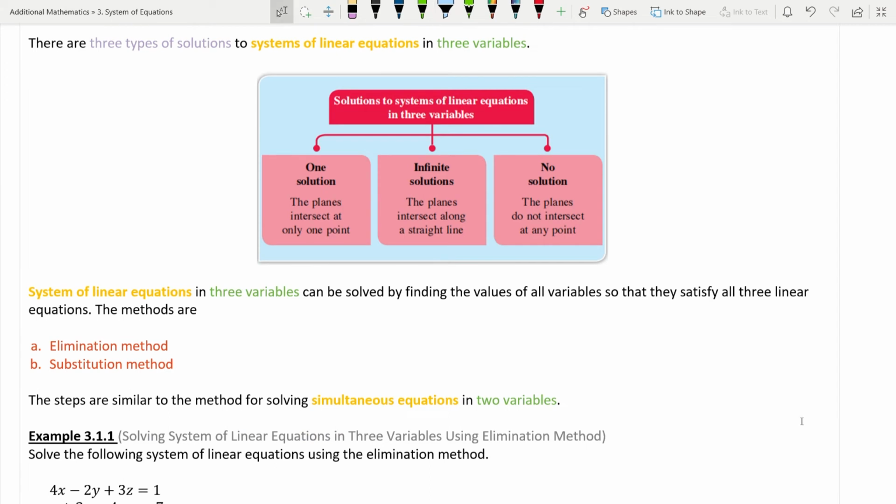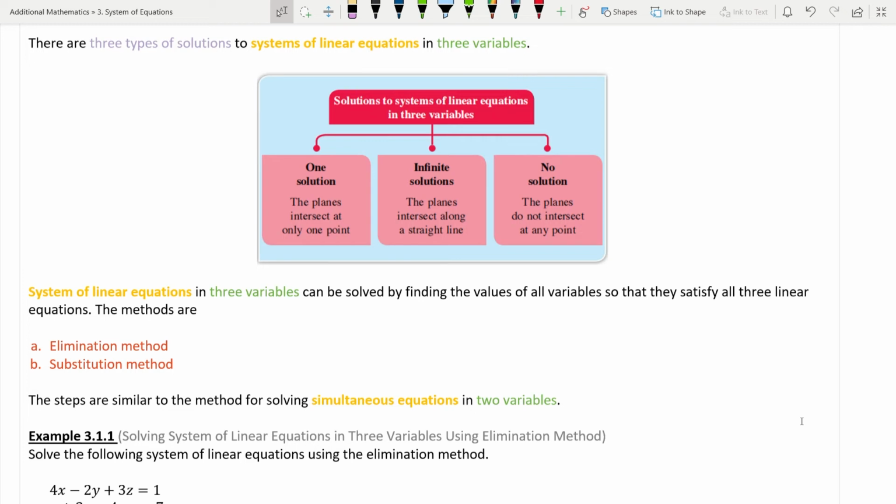There are 3 types of solutions to systems of linear equations in 3 variables. Either the system has one solution, infinite solutions, or no solution. For one solution, the planes intersect at one point only. Whereas for infinite solutions, the planes intersect along a straight line. When the planes do not intersect at any point, there will be no solution for the system.